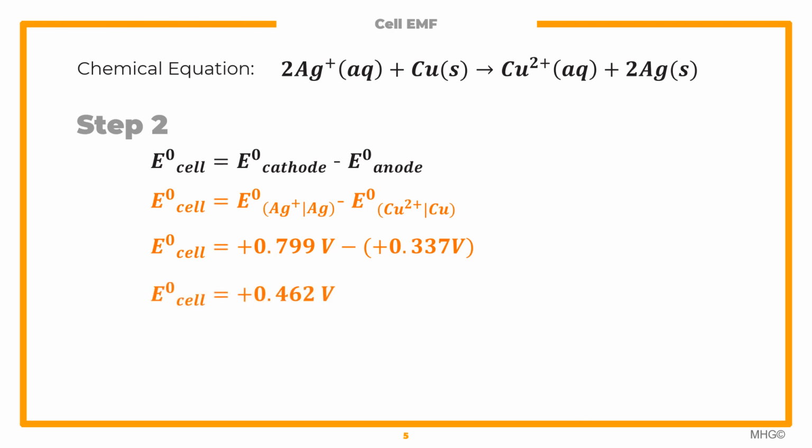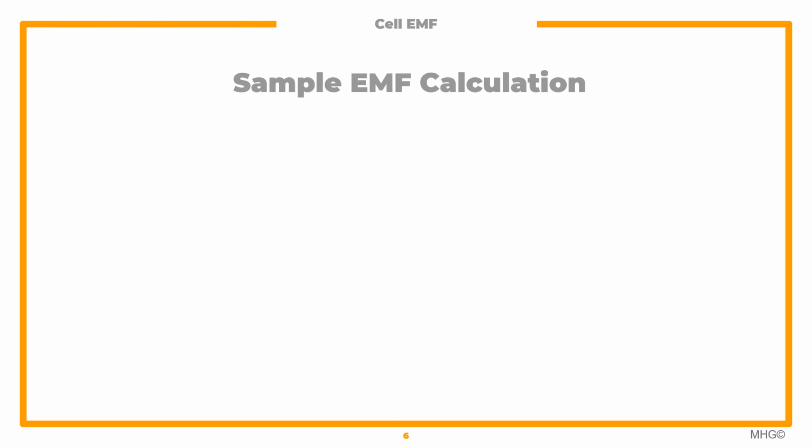And so here, we find that the standard cell potential is a positive value. For letter B, we are asked if this cell, with the characteristics defined by the chemical equation, is galvanic or not. Since it has a positive cell potential, we say that this cell is galvanic or voltaic in nature.